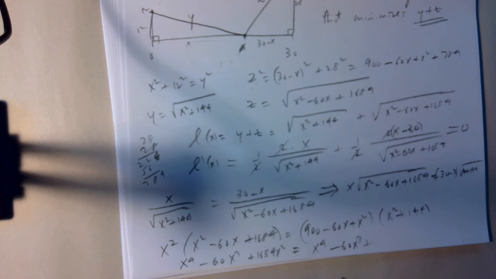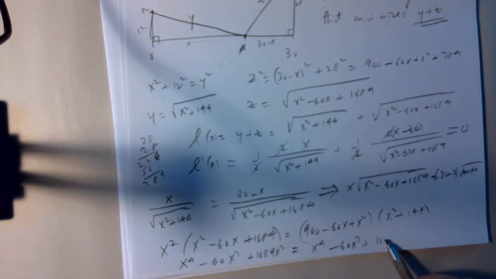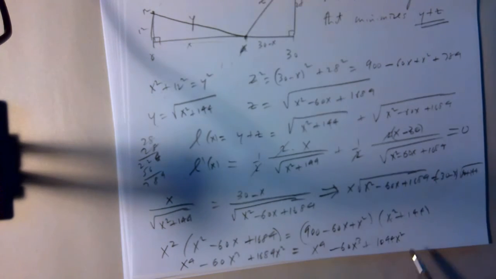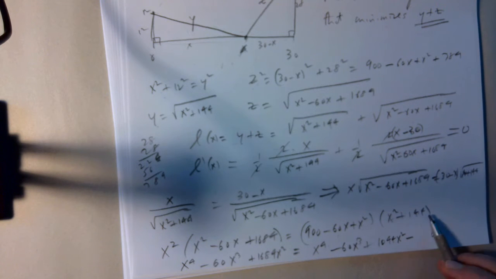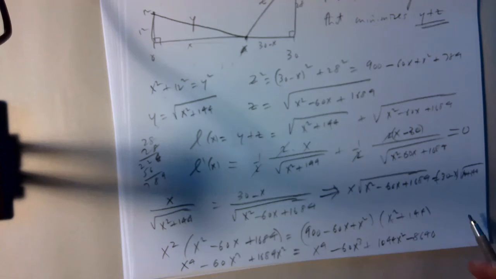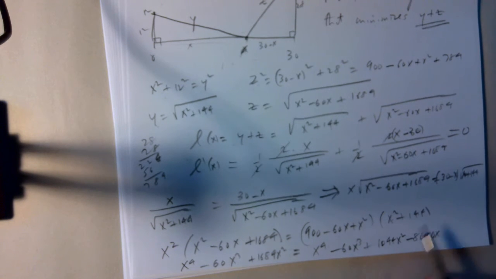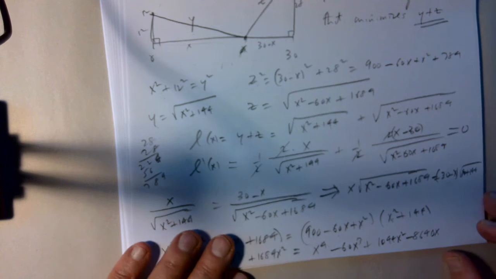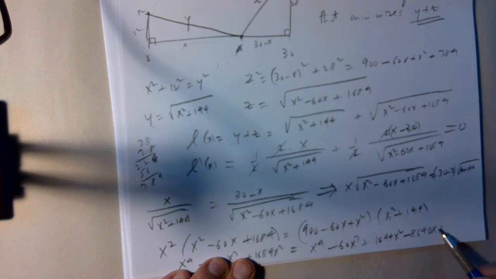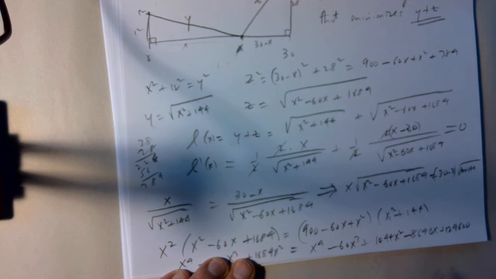What's the coefficient of x squared? 900x squared plus 144x squared is 1044x squared. What's the coefficient of x? 60 times 144. That's minus... 6 fours are 24. 6 fours are 24. So 8,640x. Plus 900 times 144. 9 times 144, you get 129,600.